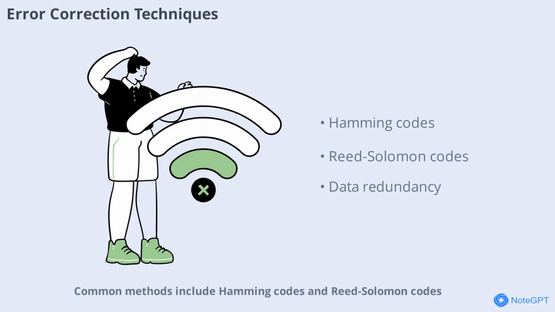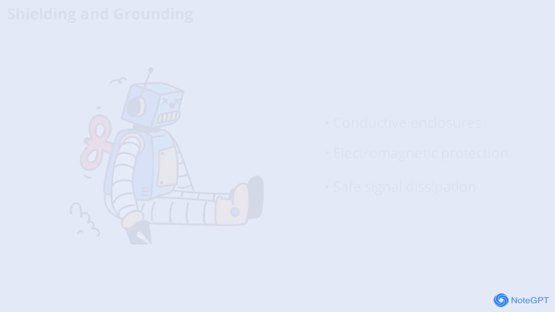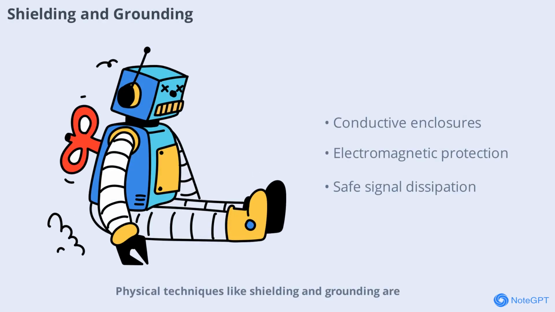Common methods include Hamming codes and Reed-Solomon codes. These techniques add redundancy to the transmitted data, allowing the receiver to reconstruct the original message even if some bits are corrupted by noise. Physical techniques like shielding and grounding are essential for reducing noise in communication systems.